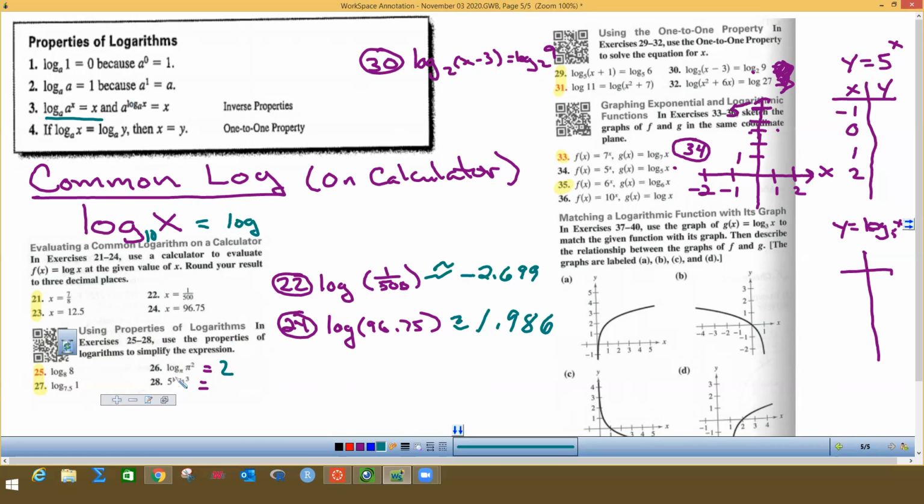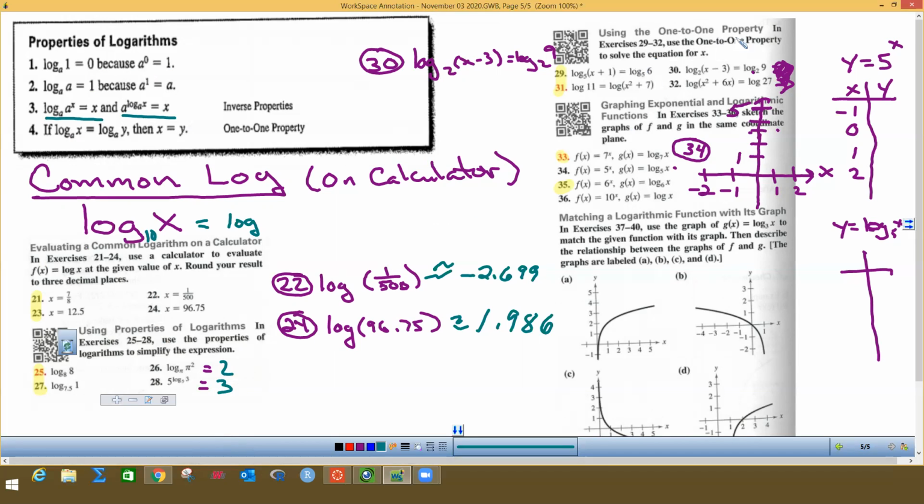If I look at this one, 5 to the log base 5 of 3. If you look at this one, where is it? Here it is right here. If the base of the exponent matches up with the base of the log, if these two numbers are the same, whatever that number is, there's the answer. If you look here, that's where the 3 is. So that answer is 3.